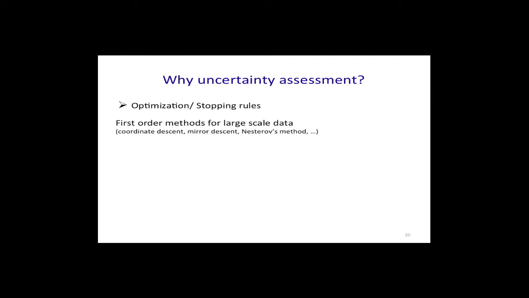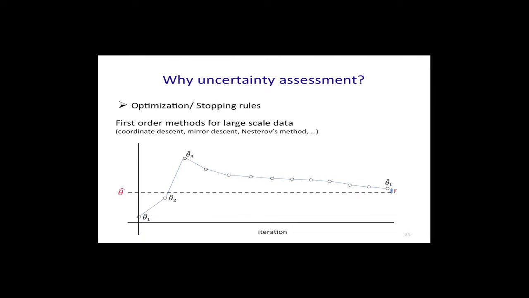What people usually do in practice is try to come up with some sort of convergence rate, saying that these are my estimates across iterations, and I want to be in an epsilon neighborhood of the global minimum of my estimator theta hat.